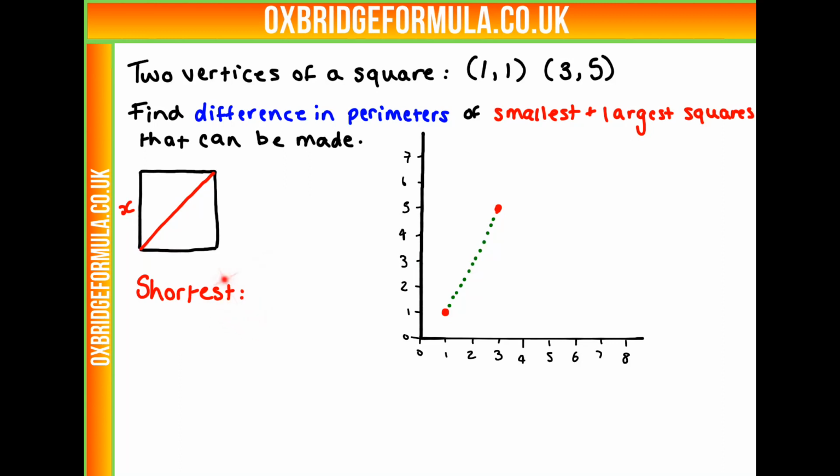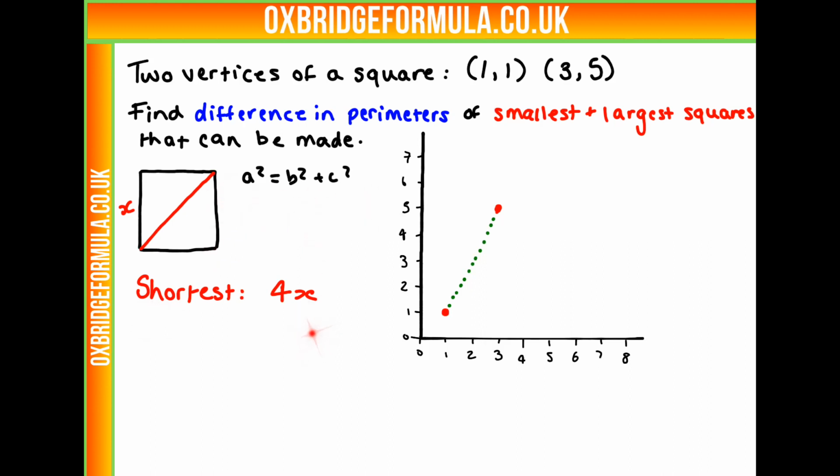So now we want our smallest square's perimeter. I've just labelled the side of our square x, and we know that this line in the middle is going to be this line here. So our perimeter is going to be 4x. And how are we going to work out what x is? Well, again, we have another right angle triangle, and this time we know our long hypotenuse here.